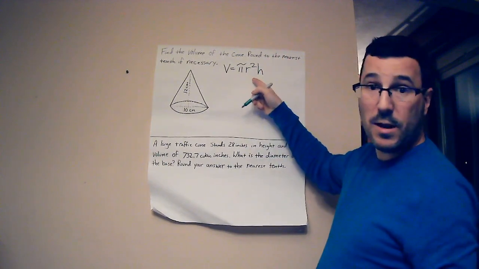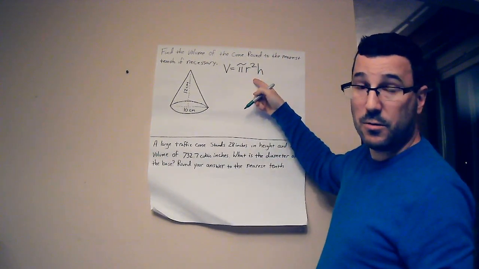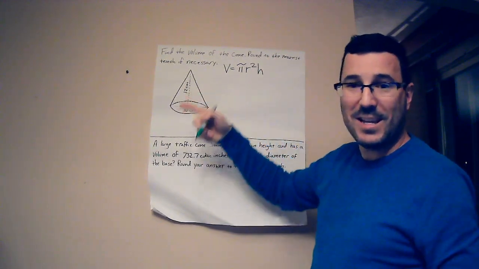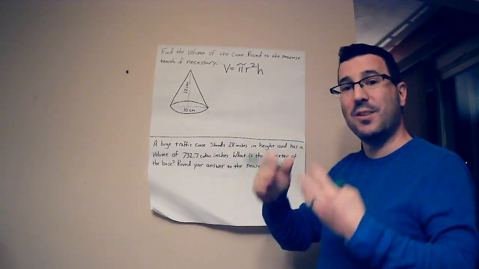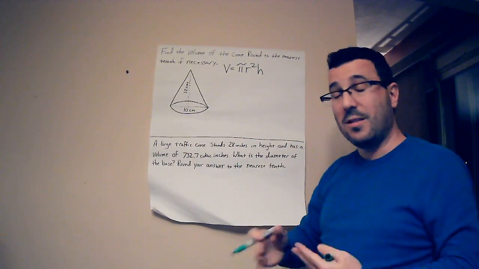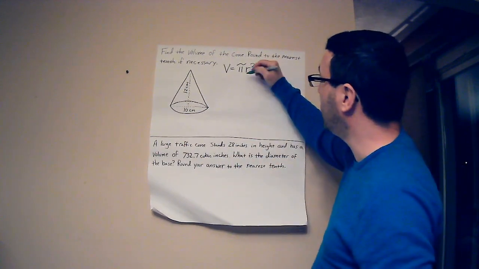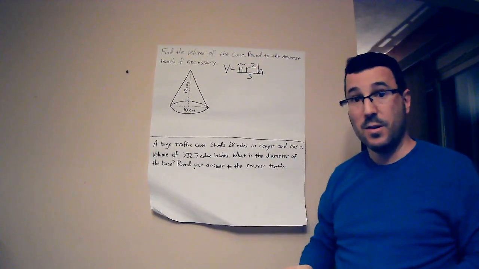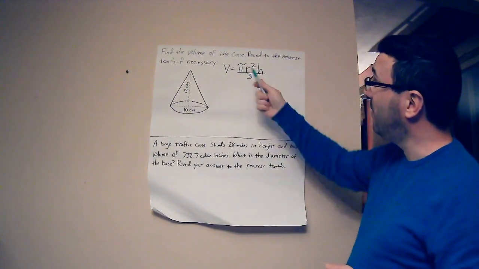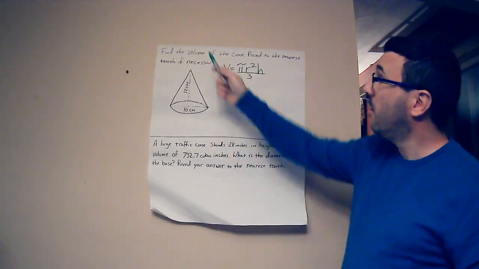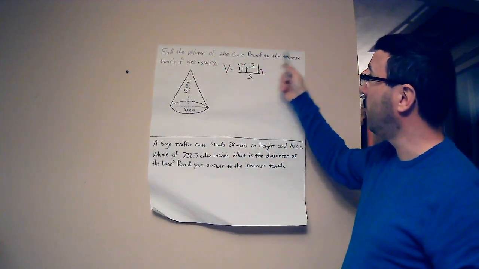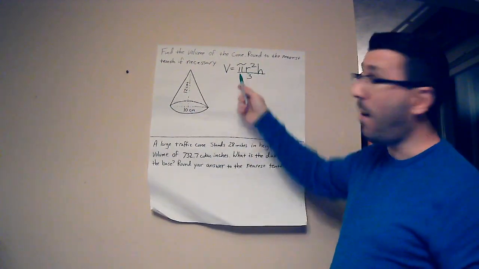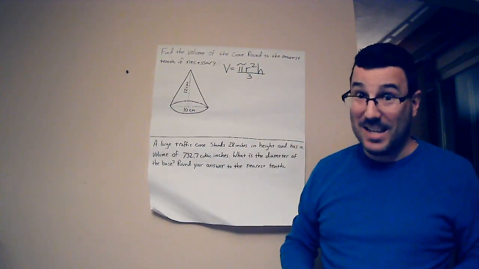Well, that right there, that's the formula of a cylinder. But this isn't a cylinder, it's a cone. And again, its volume is 1/3 that of a cylinder. So we're going to take this and we're going to divide it by 3. So now, this one, find the volume of the cone, round to the nearest 10th if necessary. Because we have pi involved, it's necessary.